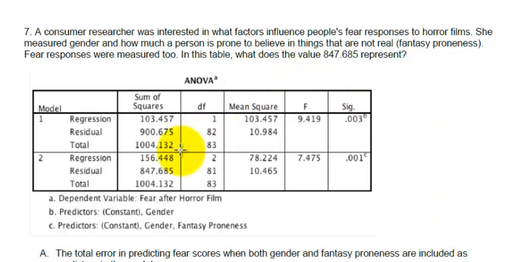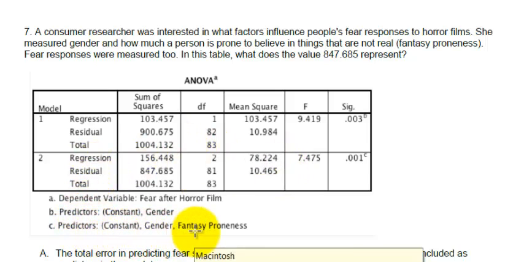Okay, so they want to know what this number represents, 847.685. So in this ANOVA table, that's the sum of squares. This is 2 separate models, right? Regression 1, regression 2. You go down here to your C. This row 2 is the results of adding 2 predictors, gender and fantasy proneness.